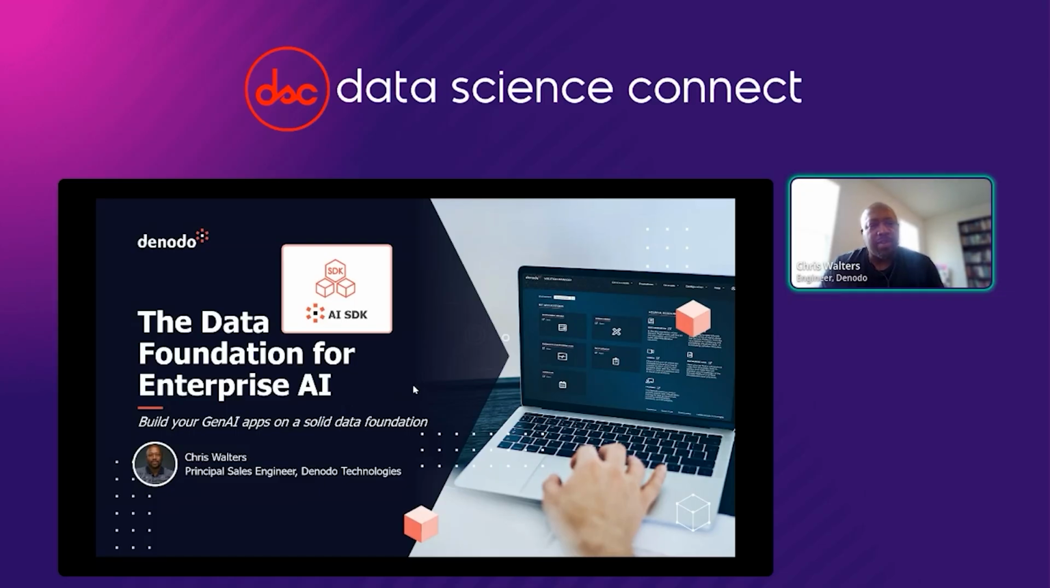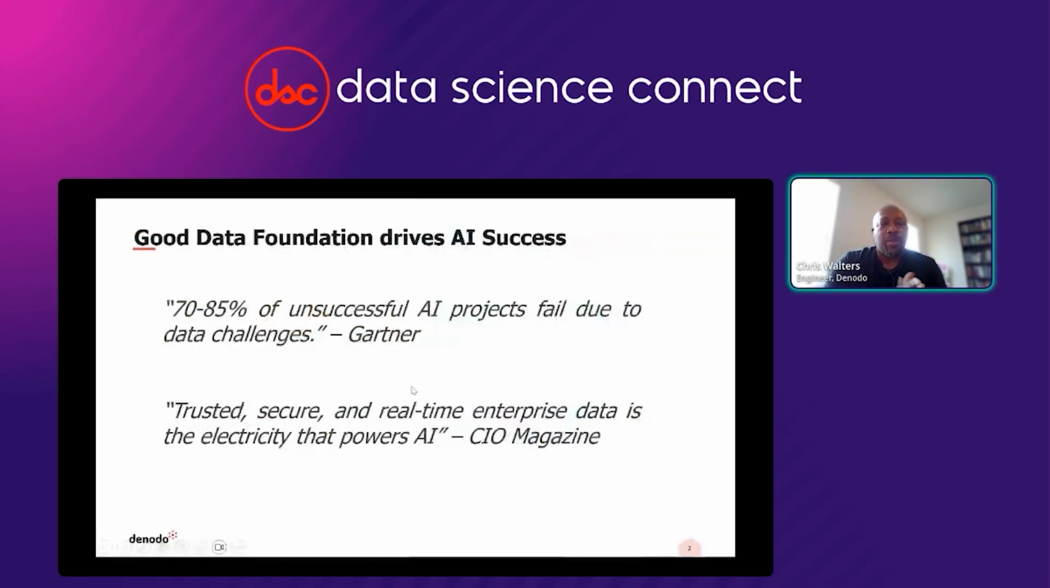And today I'm going to be discussing how to build your Gen AI applications on a solid data foundation powered by Denodo. I'm going to start off with a couple quotes. According to Gartner research, 70 to 85% of unsuccessful AI projects fail due to data challenges such as poor data quality, distributed data silos, a lack of relevance in the context of their data. Those are some challenges that organizations are having.